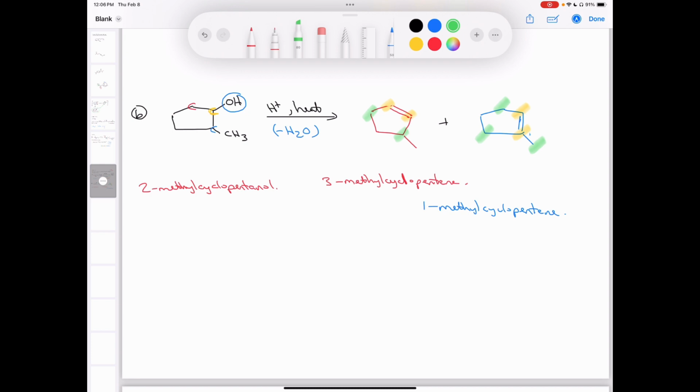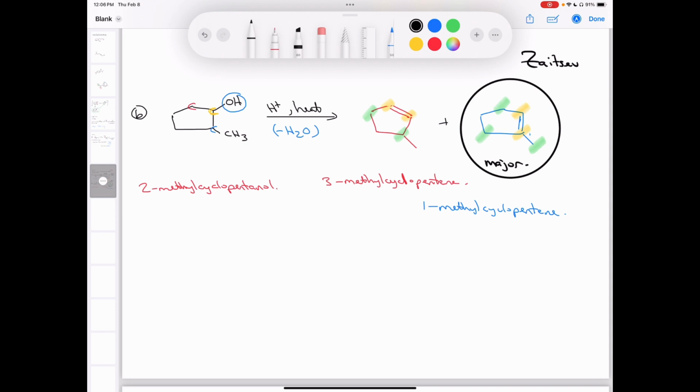And so, as we said before, the more substituted alkene is the one that we call the Zaitsev alkene. This is the Zaitsev alkene. So this is the Zaitsev product. And so we are going to say that this is our major product. The more substituted alkene is going to be the major product. Why? Because it's more stable.